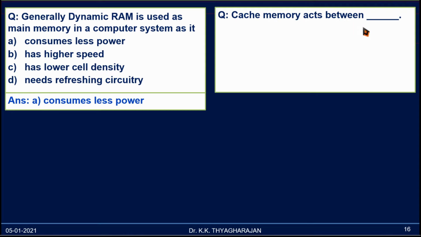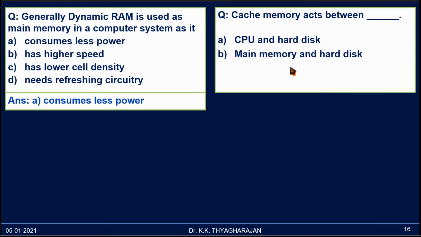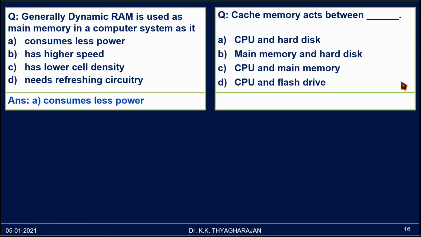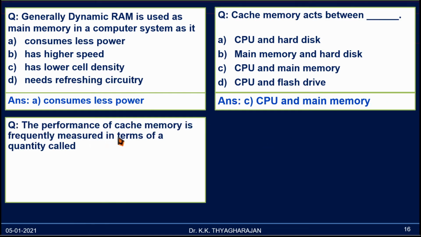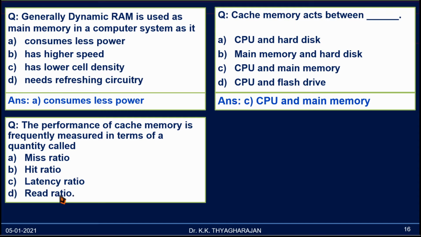Cache memory acts between, from the diagram you will be able to identify. The options are given like this: CPU and hard disk, main memory and hard disk. This is also not correct. CPU and main memory. This is correct. D is also not correct. So the correct answer is C. Let us see the next question. The performance of the cache memory is frequently measured in terms of a quantity called miss ratio, hit ratio, latency ratio, and read ratio. C is the correct answer, latency ratio.